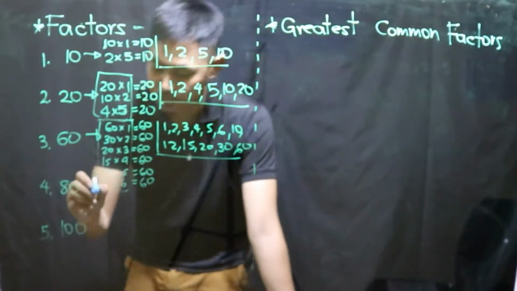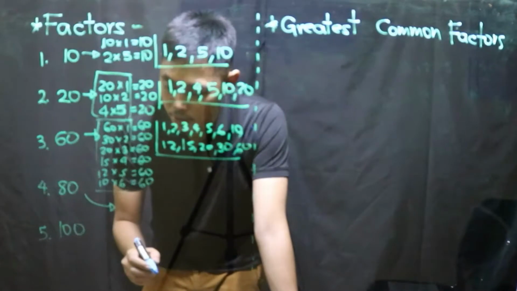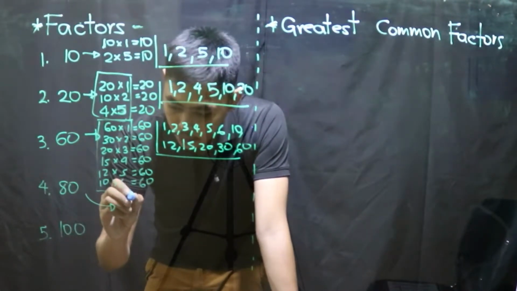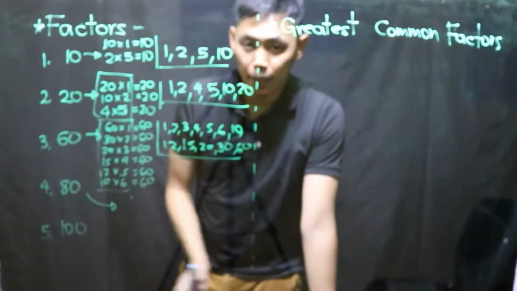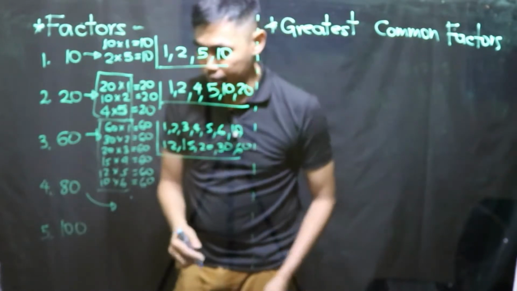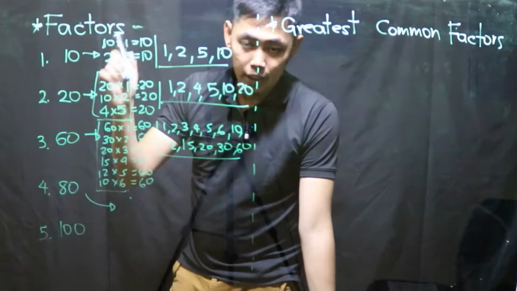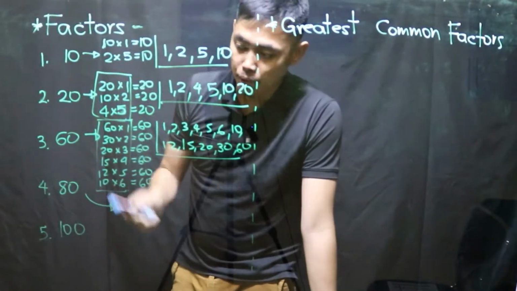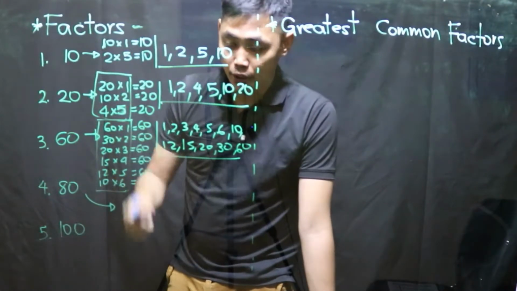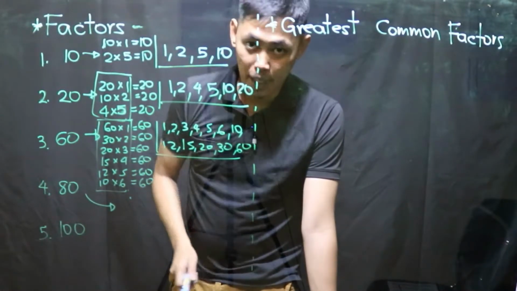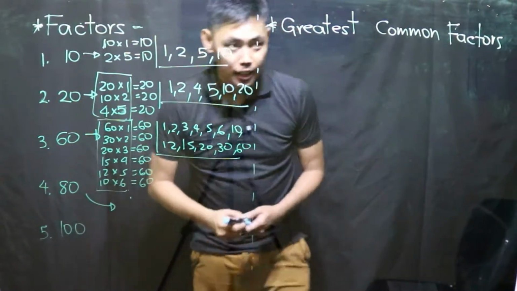How about 80? Let's just put it this way: you try to solve for 80 and 100. I will include that in your test or activity, but the main concept is if you are doing factoring, you just need to gather all the factors of that particular number, and then write them down. So these are the factors of these numbers, respectively.